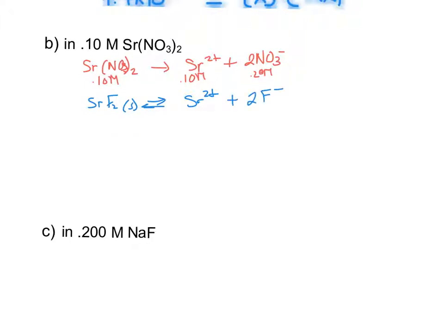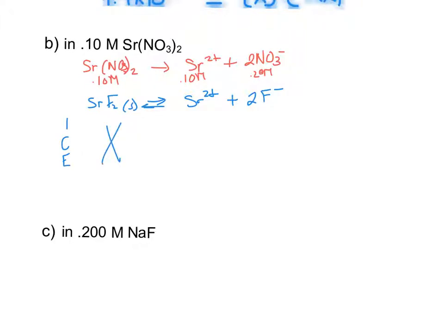Now, you could do this in two ways. You could do an ICE chart. That would be more correct, but honestly, you can just kind of plug it in. Let's do the ICE chart so that we do it more correctly. And by the way, this calculation is no longer on the AP exam. It could ask you what would happen to the solubility of the SrF2, so you would do it qualitatively, but they wouldn't ask you to do this quantitatively.